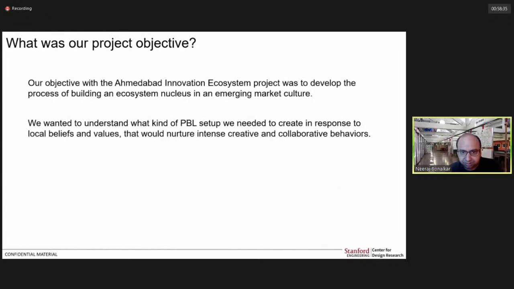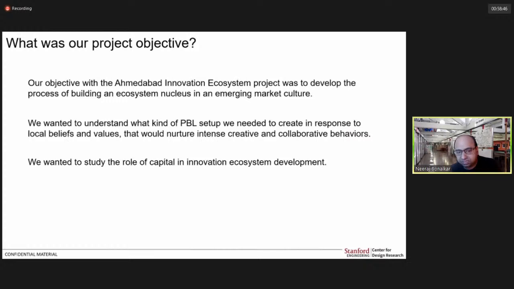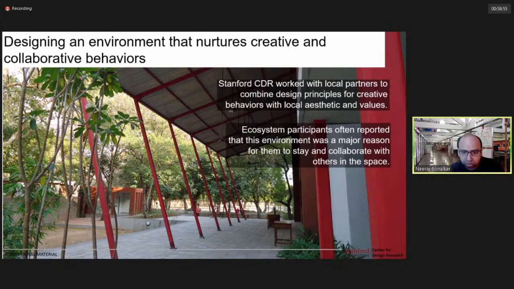So our project objective here was to build this nucleus, as well as to understand what kind of culture you need to build, which is responsive to local beliefs and values, but also nurtures intensive, creative, and collaborative behaviors. So just to give you a few slides on what Venture Studio was like. This is a photograph of the campus. This was an old school, actually, a primary school that Ahmedabad University had, which we redesigned into more of an accelerator incubation space.